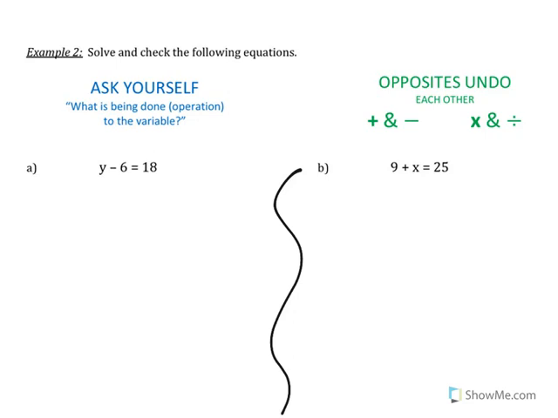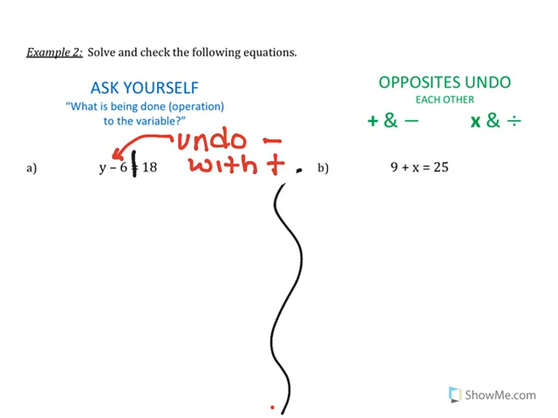So example 2 says solve and check the following equations. Ask yourself what is being done, or what operation is being done to the variable. So if I look here in letter A, I need to identify what is happening to the X. So I see that subtraction is happening, and in order to undo subtraction, I need to use the opposite, which is addition. So I undo subtraction with addition.